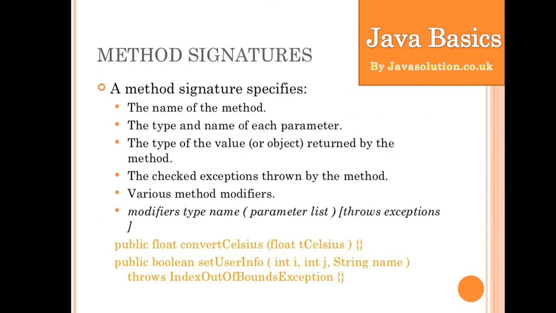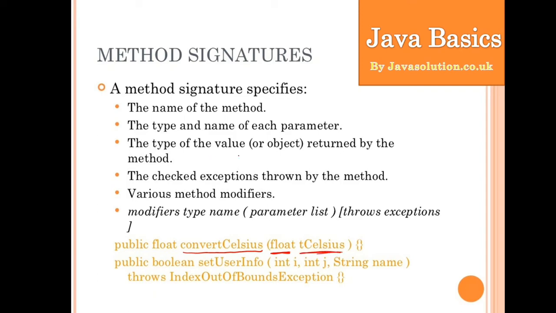So what are the method signatures? The method signature specifies the name of the method. So this is the name of the method, right? The type and name of each parameter. So this is a parameter. We define only one parameter, but we can define as many parameters as we want. So this is the type of the parameter and the name of the parameter, right?